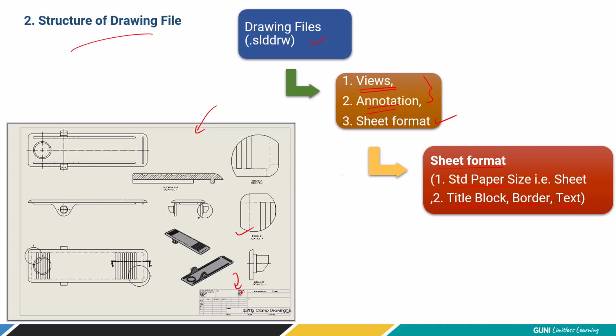Now the title block has vital information which is simply connected with the properties of a part and drawing, like at what date it is prepared, who checked it, what is the material, weight, revisions, and type of projection. So such information gets updated automatically in the title block. So a drawing file has three things: views, annotation, and sheet format.